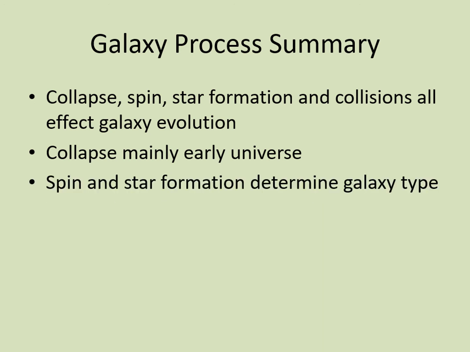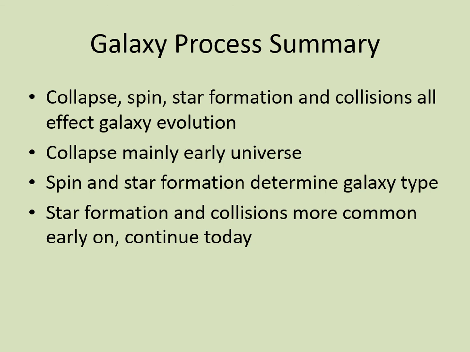The rate of spin determines whether or not a disk forms, and whether or not all of the gas is used up in making stars right away, or saved for a longer process of star formation over many billions of years. This determines whether a galaxy forms as an elliptical or a spiral galaxy, though later collisions can change this. Star formation and collisions happen much more in the early universe, but star formation is still going on today in spiral galaxies and many irregular galaxies, and all galaxies are still subject to collisions.